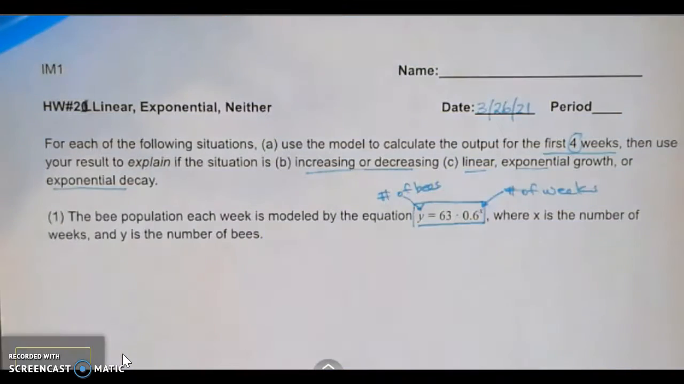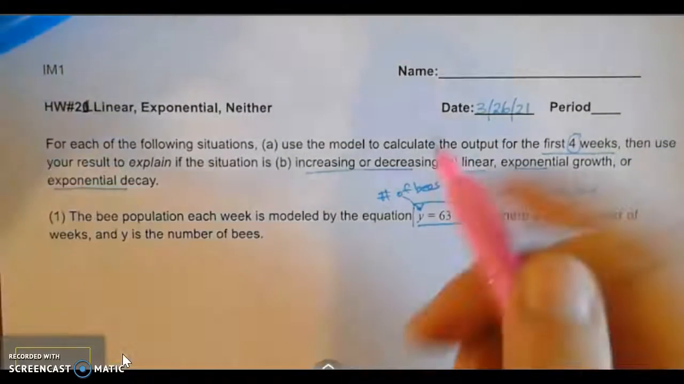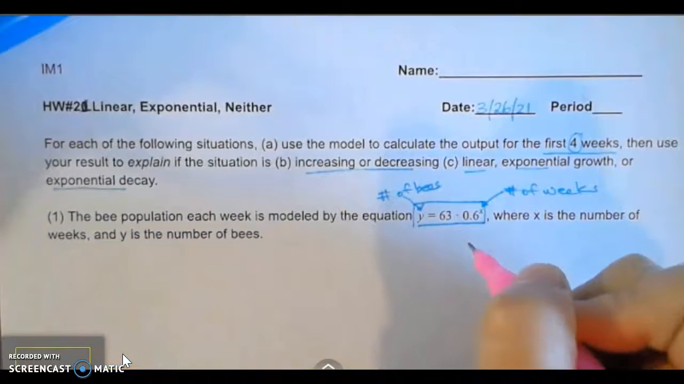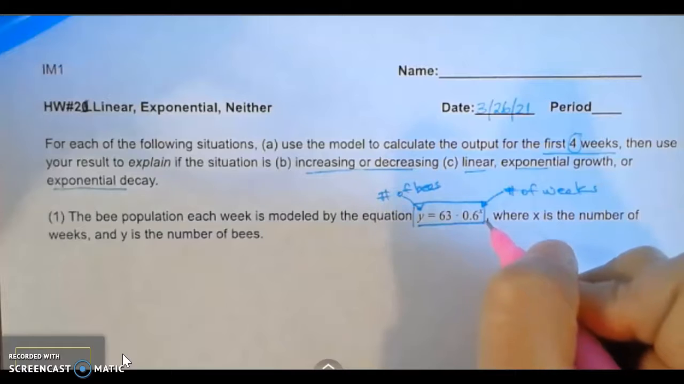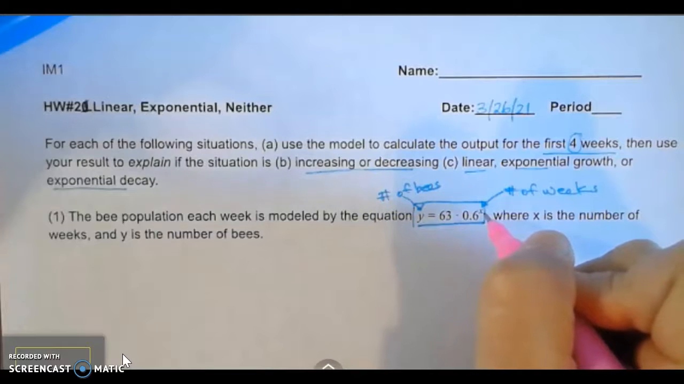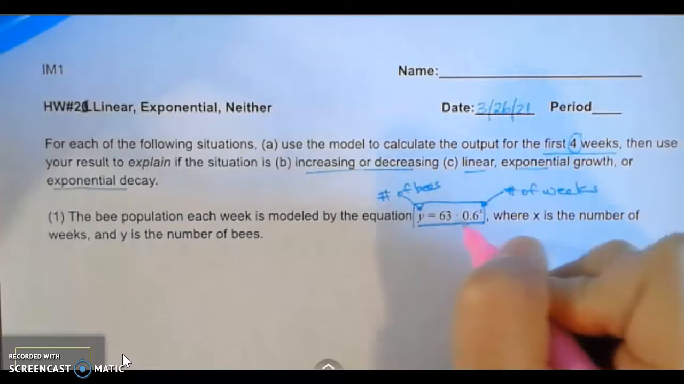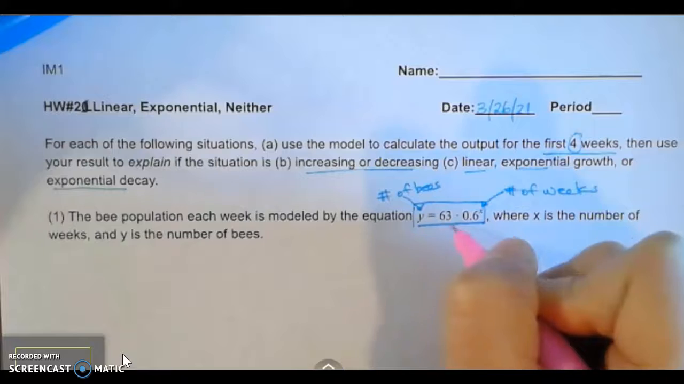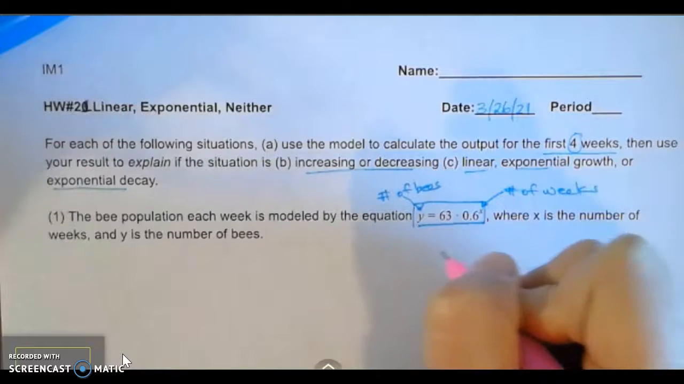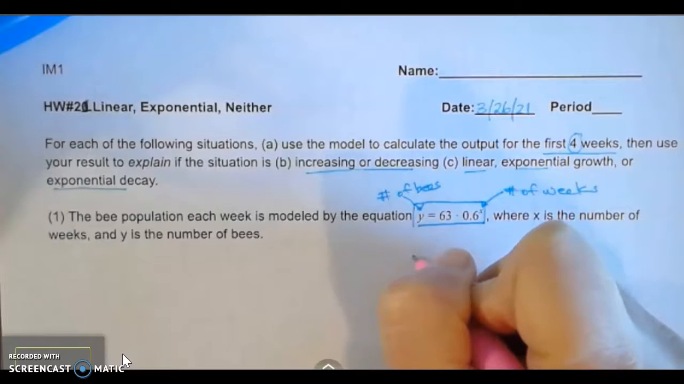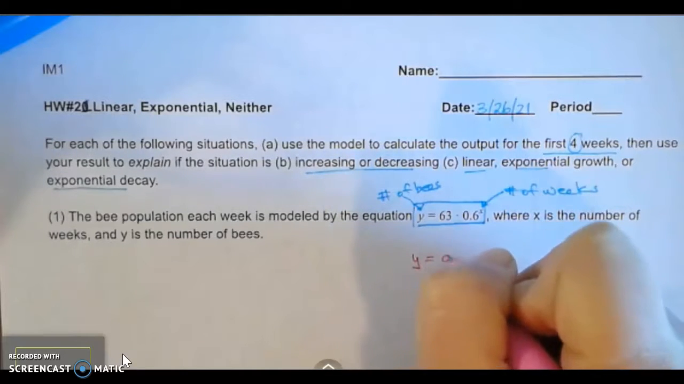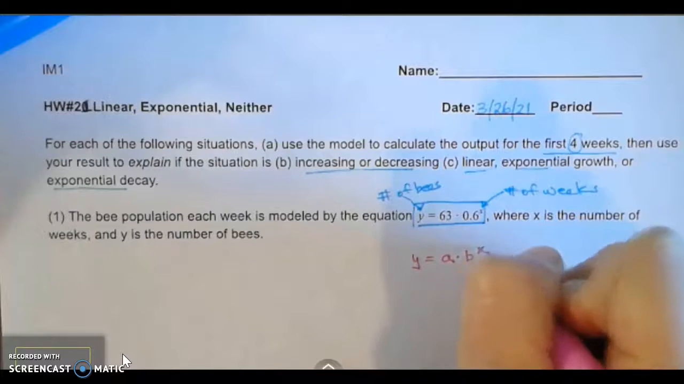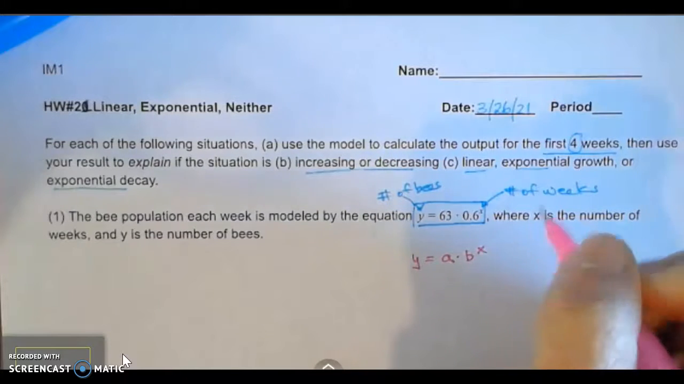Now let's think about this. This is an exponential function. How do we know that? Because the variable x is occurring as an exponent. Now, when we talk about exponential functions, we have two different things, right? Remember, y is equal to a times b to the power of x. That's my general exponential function.